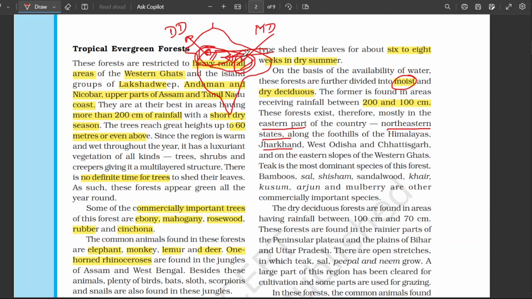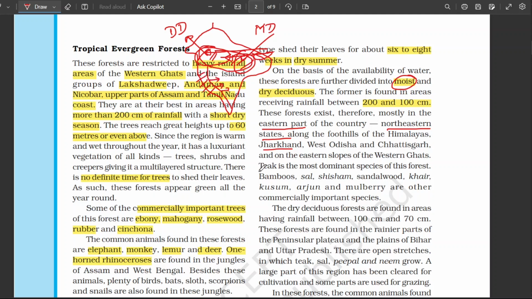तो एक तो ये वाला एरिया हो गया, प्लस नॉर्थ ईस्टर्न एरिया में जो आसाम का एरिया है वहाँ पे बहुत हेवी रेनफॉल हो रहा है, वहाँ पे आपका ट्रॉपिकल एवरग्रीन हो गया. Apart from that, other northeastern states also receive relatively heavy rainfall, so वहाँ पे आपका moist deciduous हो गया. Foothills of Himalayas there also.